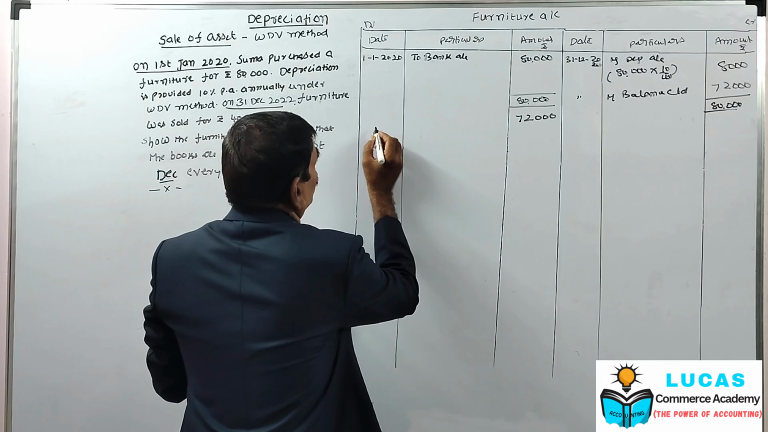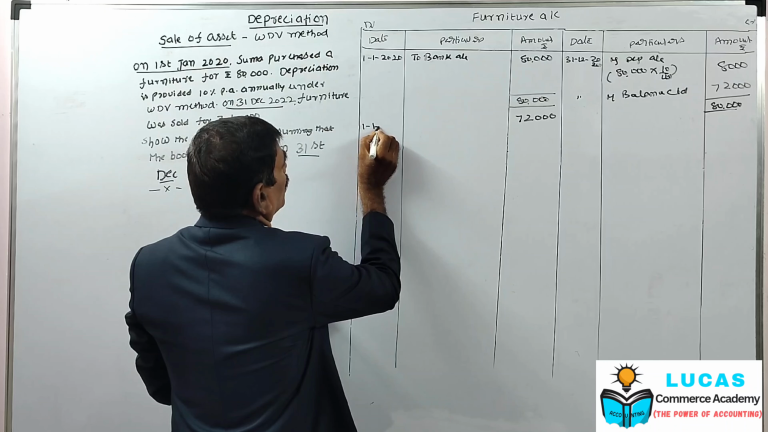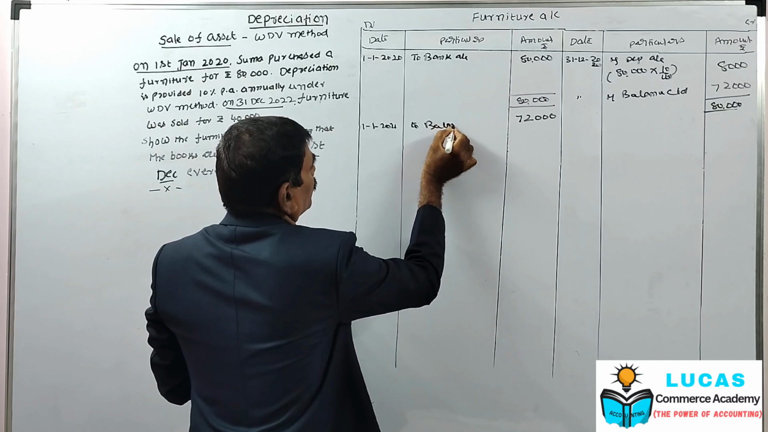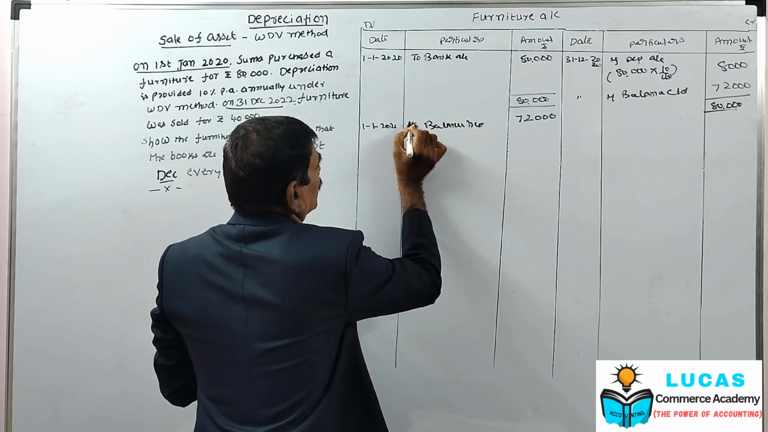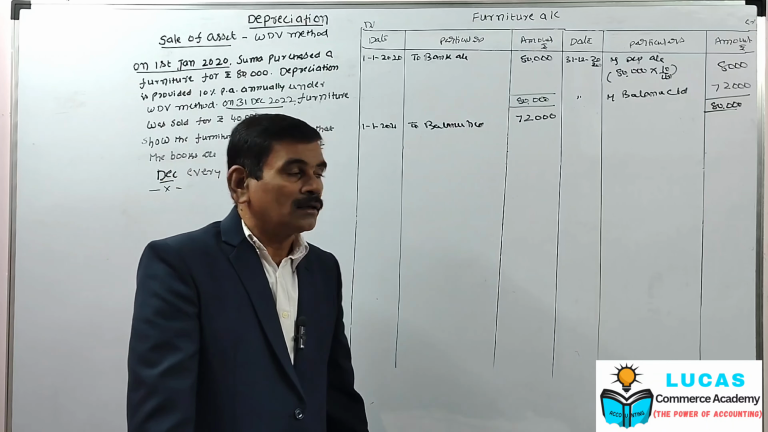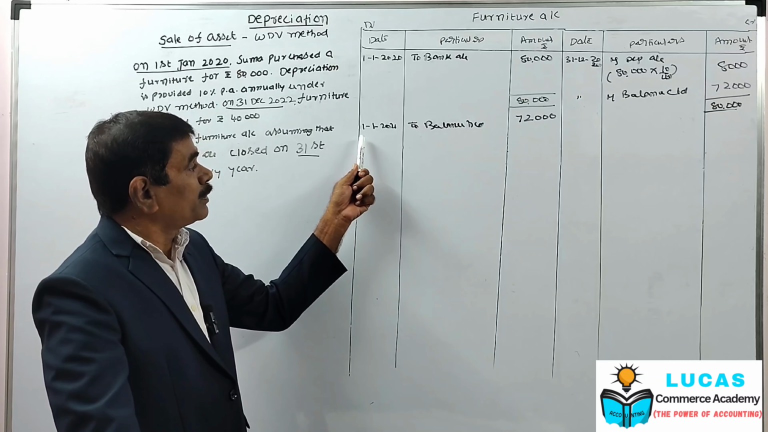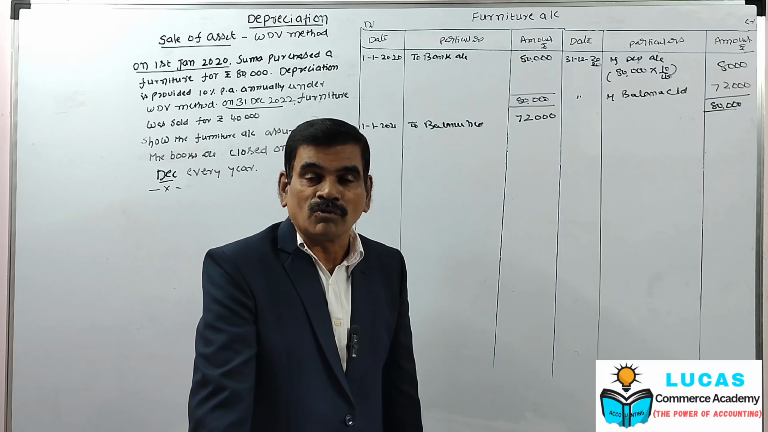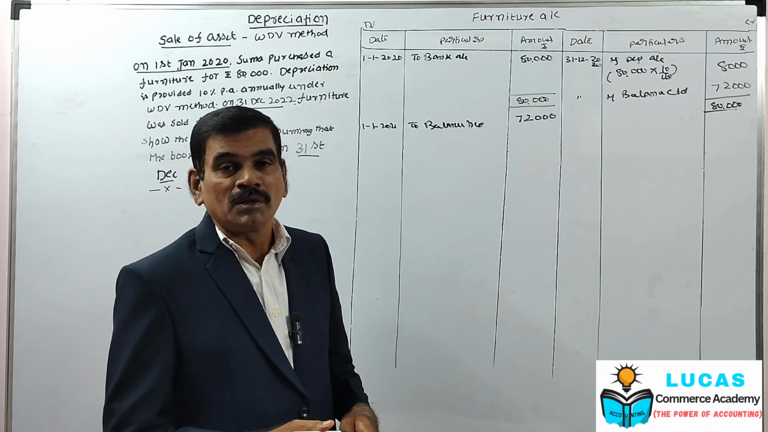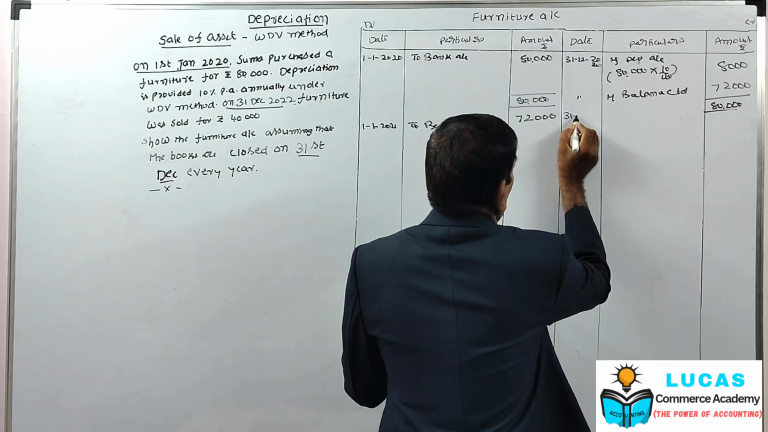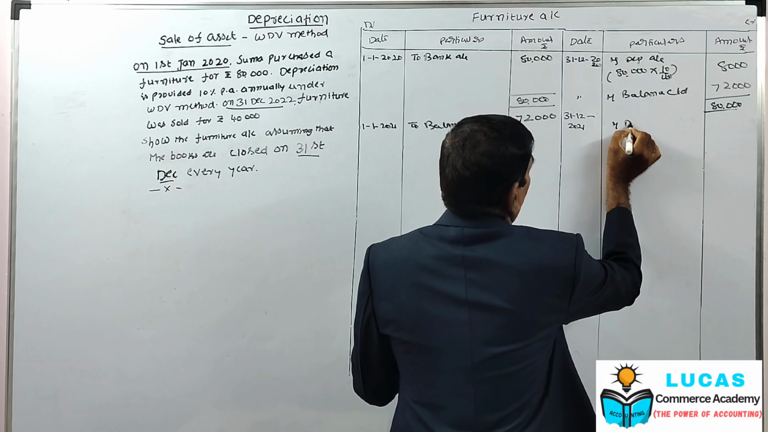Then brought forward, that means on 1/1/2021, to balance brought down 72,000. Then no transaction takes place between 1/1/2021 and 31/12/2021. Hence we provide depreciation on 31st December 2021, by depreciation account.